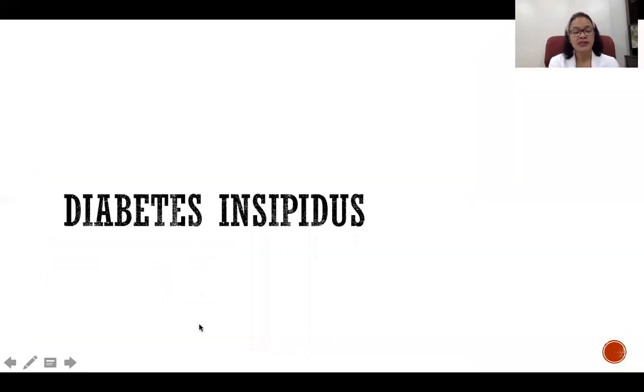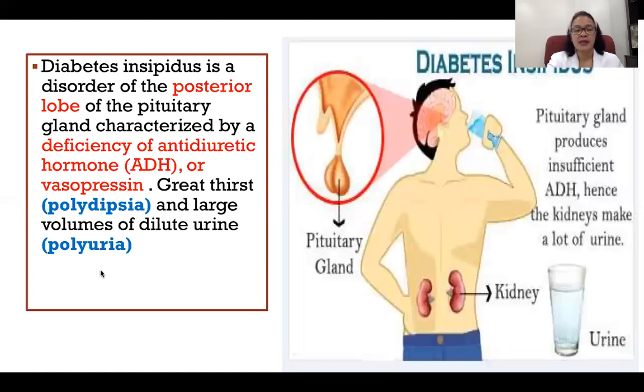Okay, so let's now go to diabetes insipidus. When we talk about diabetes insipidus, we are talking about disorders of the posterior lobe of the pituitary, disorders of the ADH or vasopressin. Patients usually manifest polydipsia and large volumes of dilute urine.